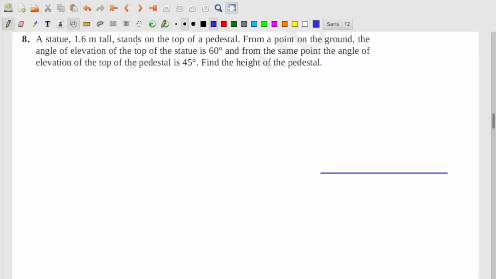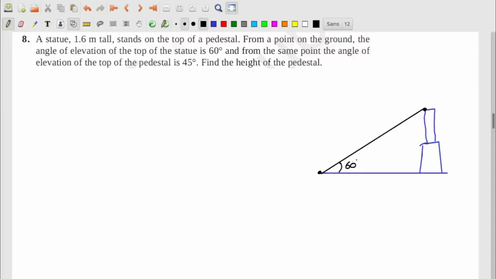A statue 1.6 meters tall stands on top of a pedestal. So there is a pedestal here. What is a pedestal? It is a base to a statue. On top of the pedestal we have this statue here. Okay, from a point on the ground, the angle of elevation of the top of the statue is 60 degree, right? So if you take a point on top of the statue and some point on the ground and join these 2 points, right? So here the angle of elevation made by this line with the ground is 60 degree.